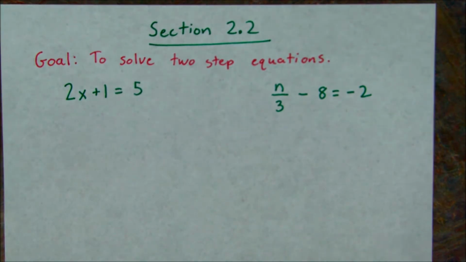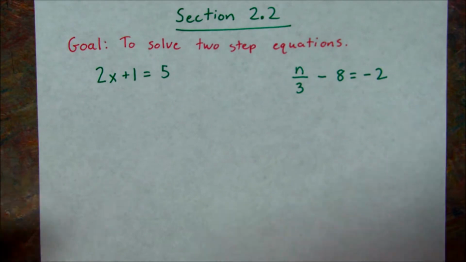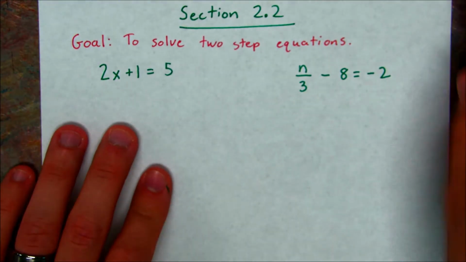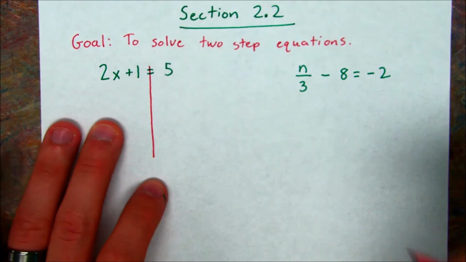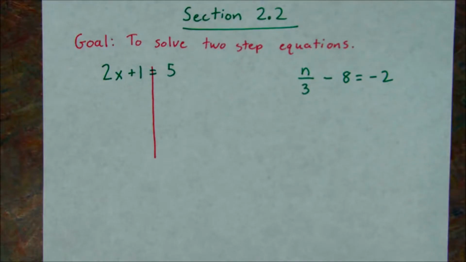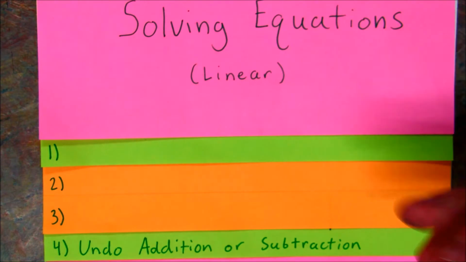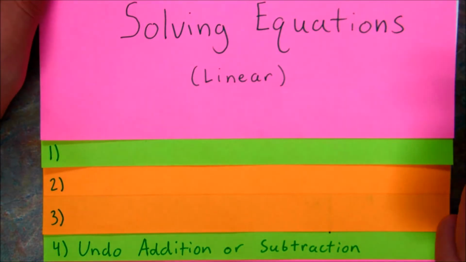So let's take a look at the problem on the left. I've got 2x plus 1 is equal to 5. The first thing we're always going to do when we start solving equations is draw the brick wall. We do this in order to stay organized, and to make sure that you draw it every time, even if you think it's very simple. It's going to keep us organized in the long run. Looking at the foldable, we go through it as a series of steps. At this point in our foldable adventures, we only have steps 4 and 5, because we're not ready for 1, 2, and 3 just yet.